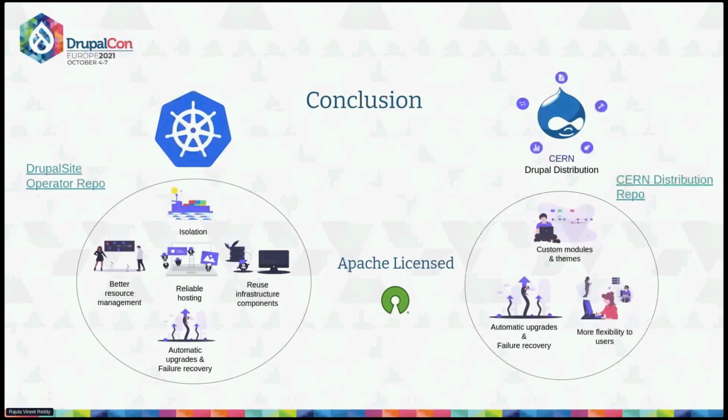On the other side, we have our CERN Drupal distribution. On the CERN Drupal distribution, we now allow custom modules and themes for users. We also give them more flexibility. Again, thanks to the isolation of the infrastructure, users can now access the file system with more permissions because they will not compromise other users' files. And finally, thanks to the CI/CD, we also have automatic upgrades and failure recovery.